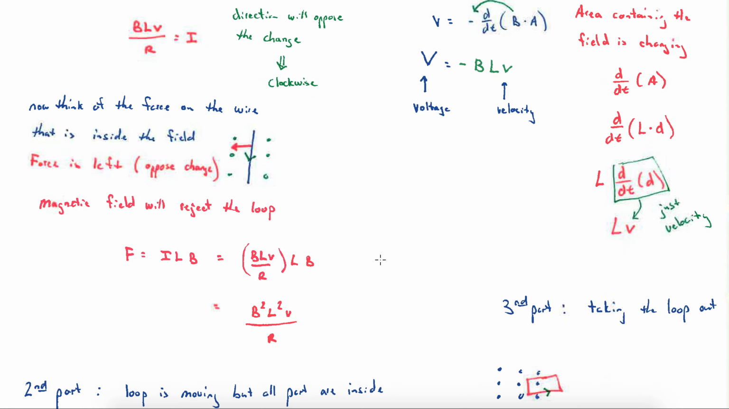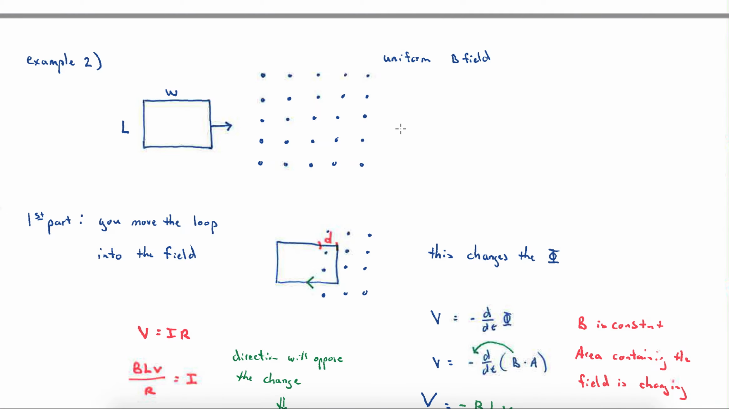Now, the third part of this scenario is that you're going to take the loop now, and it's going to look like this, and you're going to pull it outside. And it's like, oh man, I have all these dots, and now you're trying to take the dots away. So what has to happen? An induced current will try to get back dots. And so the induced current now is going to flow this way. It's going to flow counterclockwise to produce dots to try to get back the dots that it already had.